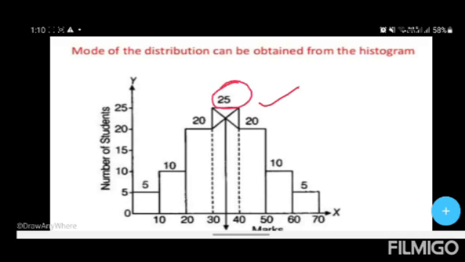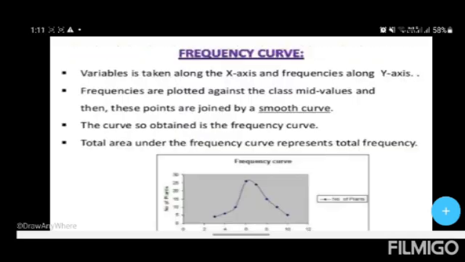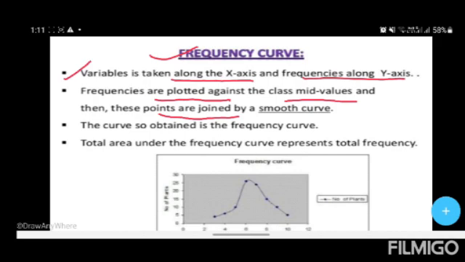of the distribution. Next we have frequency curve. Here the variable is taken along the x-axis and frequencies along the y-axis. Frequencies are plotted against the class mid values, and then these points are joined in a smooth curve like this, and we obtain our frequency curve. Total area under the frequency curve represents the total frequency.